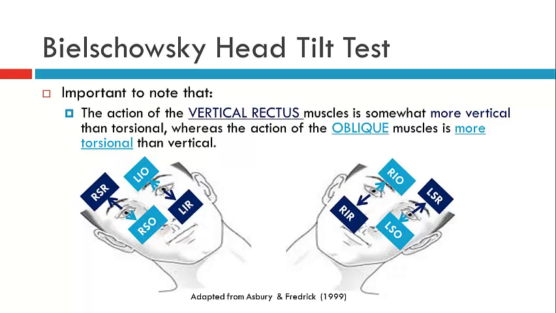So the Bielschowsky head tilt test may not produce a positive outcome in some instances, not in all, but in some instances where the palsy is the rectus muscle, because the unopposed muscle, which is an oblique, has more of a torsional than a vertical movement. So just be aware of that, that if you have a negative Bielschowsky head tilt and you think it is a rectus muscle that's palsied, that could explain why you're not getting a positive head tilt test.